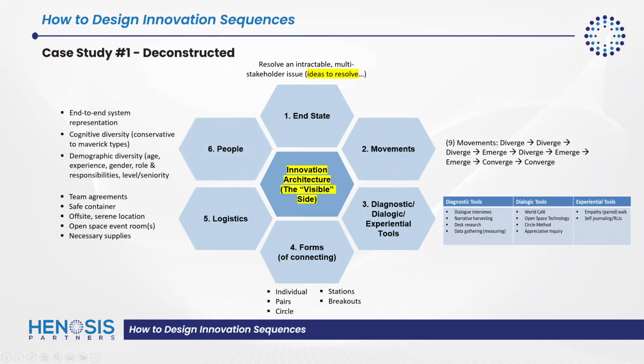And lastly, we gave deep consideration to the people. We had end-to-end system representation regarding the intractable issue that we are intended to resolve. We ensured that there was significant cognitive diversity represented, both conservative views and maverick views. And we made sure that there was significant demographic diversity, that there was a blend of individuals of different ages, experience levels, genders, roles and responsibilities, and level and seniority. So as you can see, designing innovation sequences is not a trivial affair. It requires deep consideration, planning, and design to ensure that you achieve your goals.